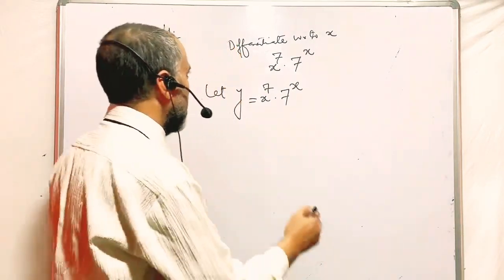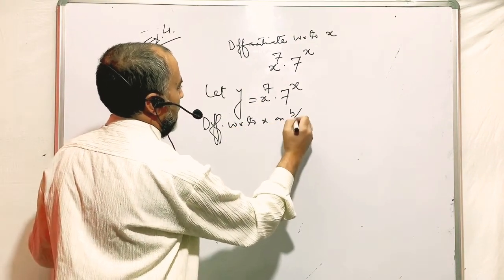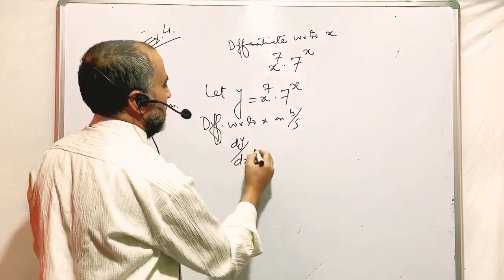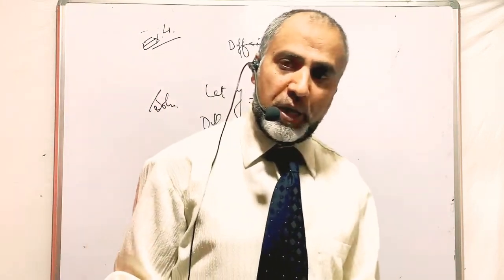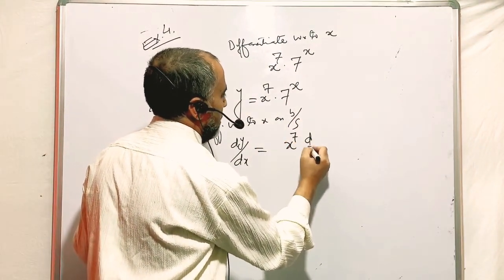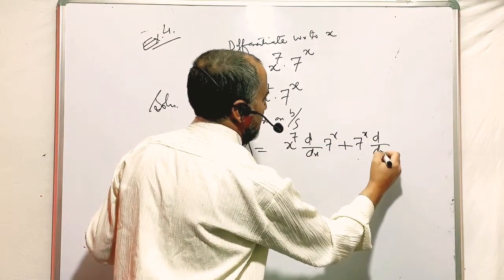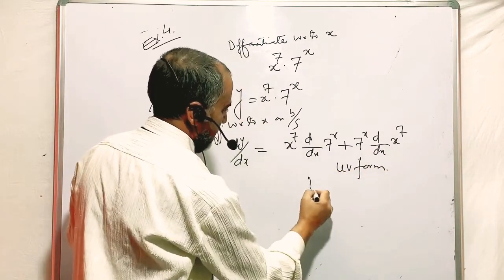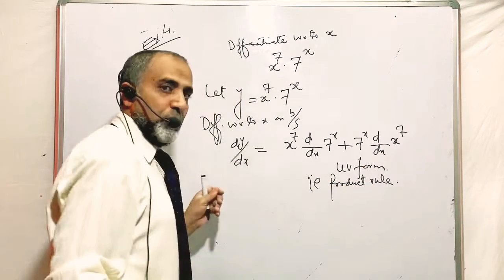Now, we'll differentiate it with respect to x. We'll write differentiate with respect to x on both sides. On the left hand side, we'll have the rate of change of y with respect to x, dy by dx. Here in u into v it is your own choice which to take as u and which as v, which function to take first and which second. Say this is u into derivative of v plus v as it is into derivative of u. So here we write the u v form, that is the right product rule, product rule for differentiation.